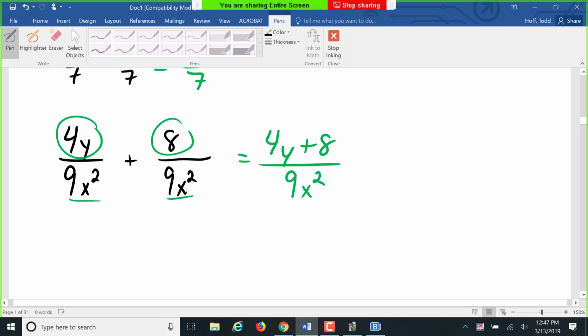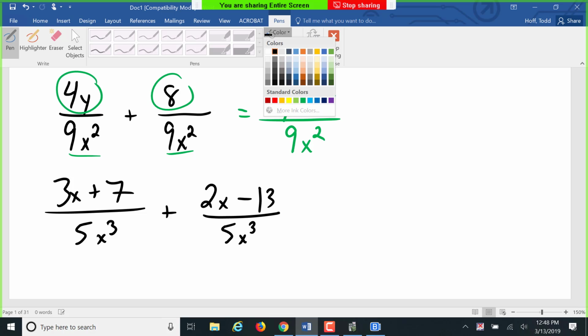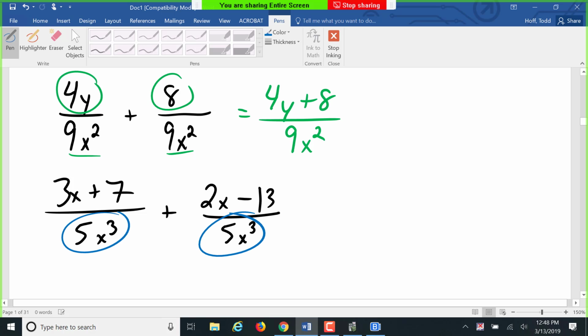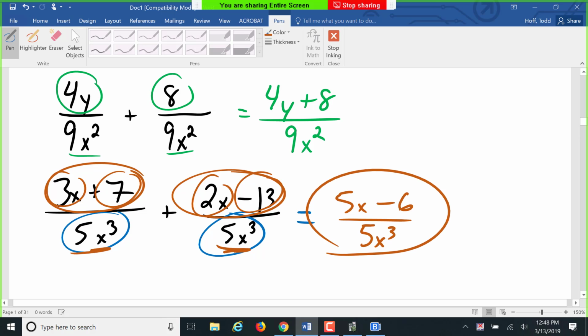Or we might have examples like 3x plus 7 over 5x cubed plus 2x minus 13 over 5x cubed. Again, we have the same denominator. We have the same name. So in that case, all we need to do is add. If I'm going to add 3x plus 7 plus 2x minus 13, what do I get? 5x minus 6. Good. 3x plus 2x is 5x. 7 plus negative 13 is negative 6. What's my denominator? 5x to the third. We simply keep that common denominator.